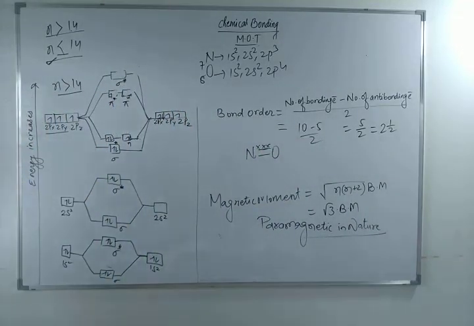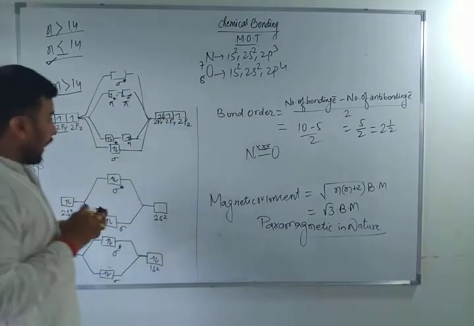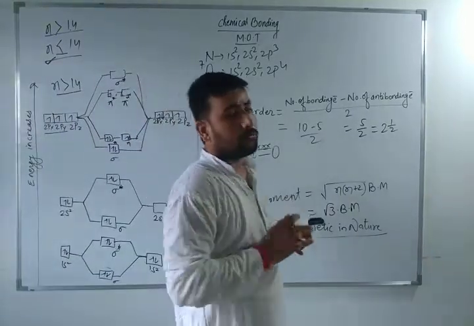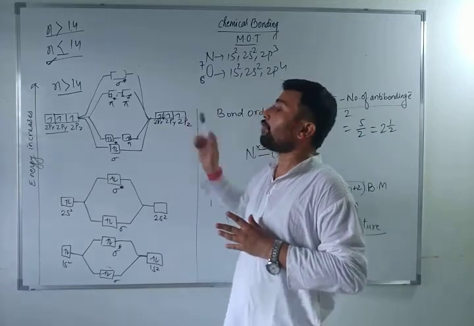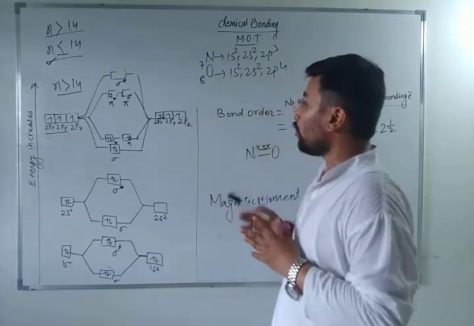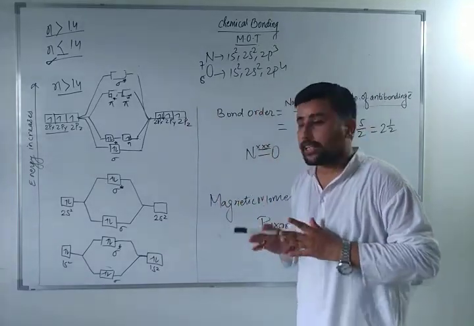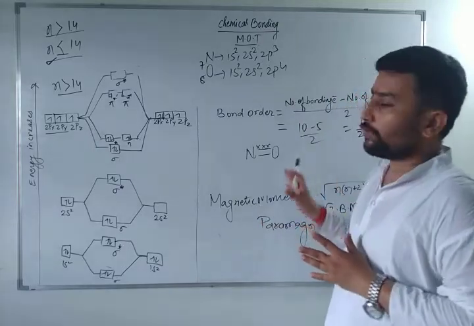So remember, dear students, either in the case of N greater than 14 or N less than 14, for the same homo or heterodiatomic molecules, the molecular orbital diagram will be the same, and I hope all of you can calculate.